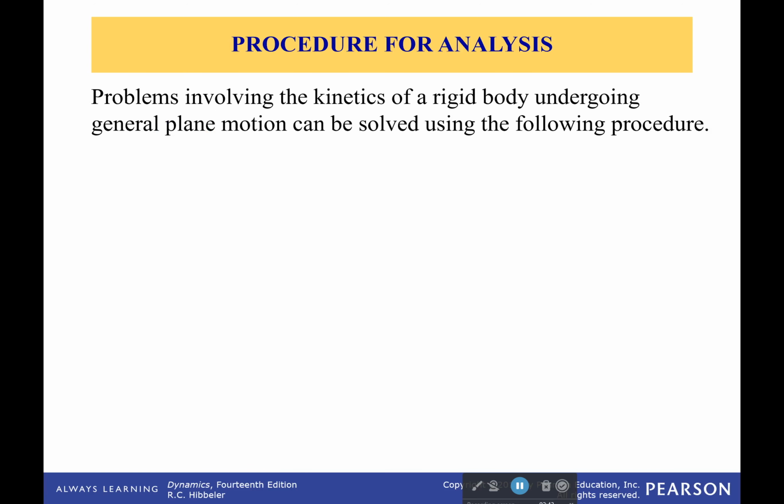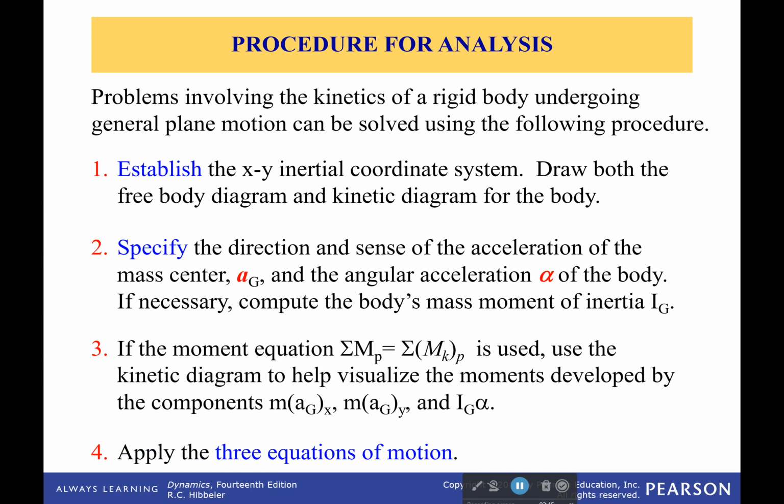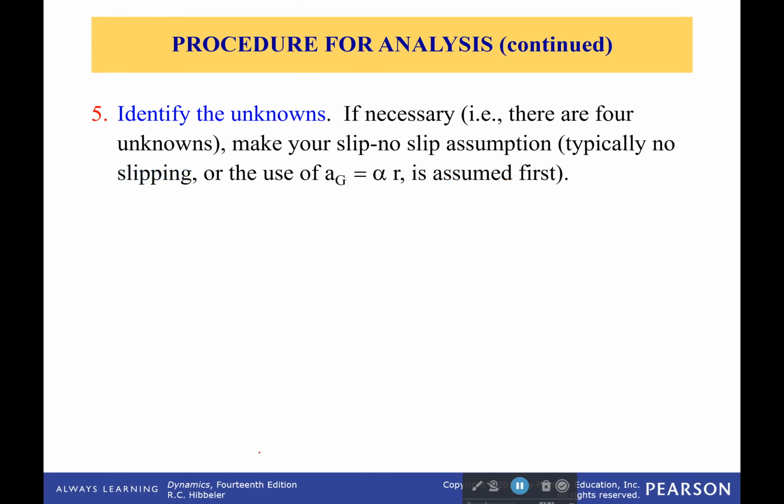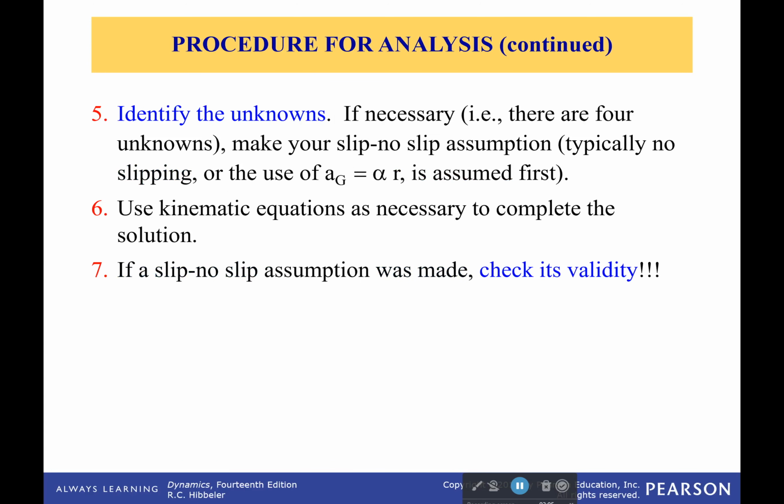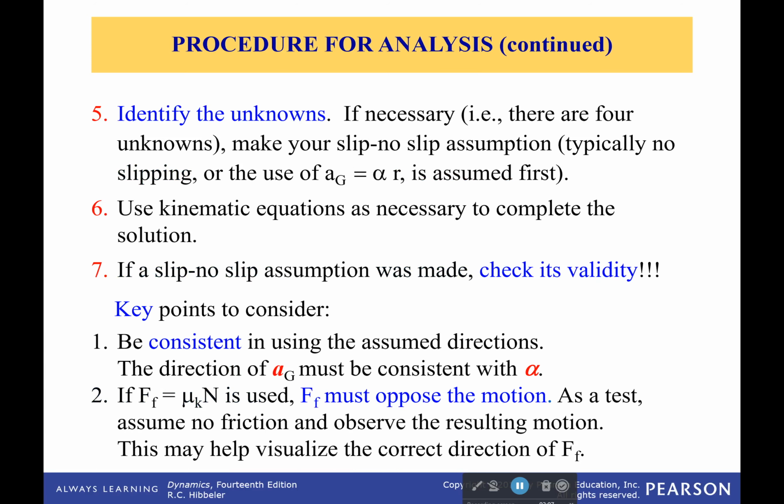Oh, no, we got some procedure for analysis. Let's go through it quick. A lot of this is the same thing as always. Get your coordinate system. Draw a kinetic diagram so you can see what direction it's accelerating, as well as what direction it's rotating. And then apply your three equations of motion. If there's four unknowns, then you have to think about your slip condition. Maybe you're going to use the no slip condition, maybe you're using the slip condition. Either one, make sure you're using the correct equation.